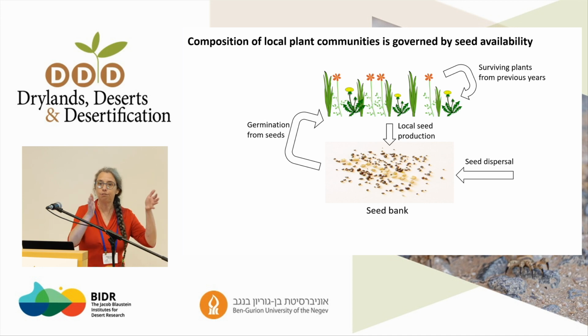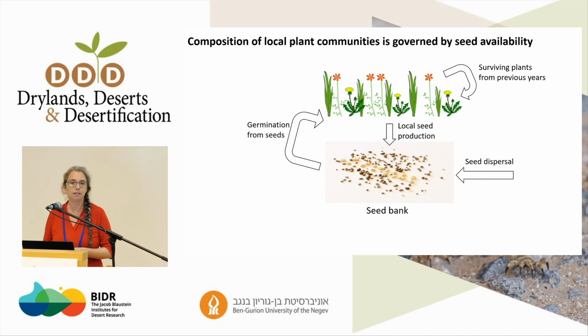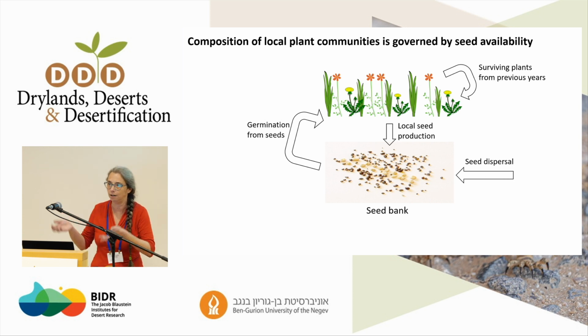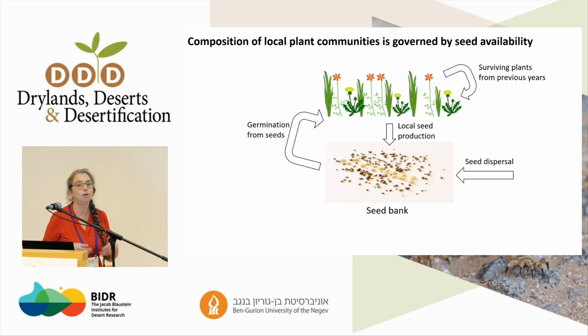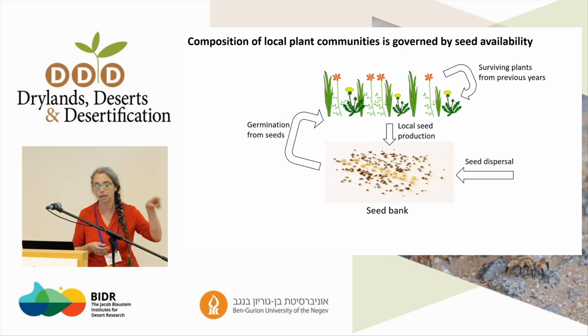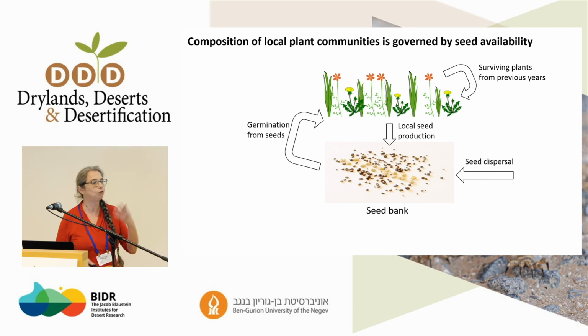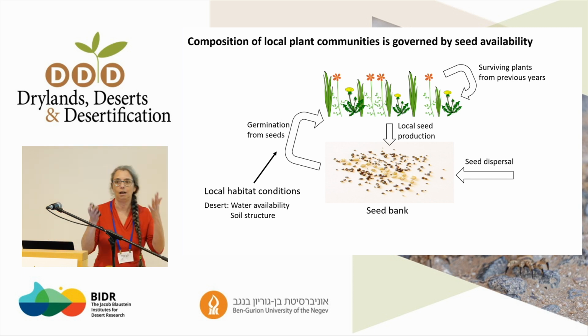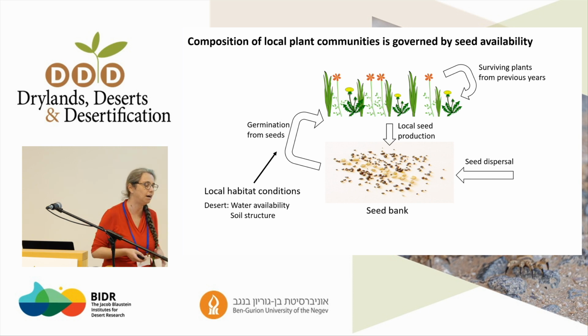And when we are looking at a specific patch and a local community, the origin of the individuals is either those that are already growing there, since if they are long-lived, they will already be there, or they are produced as seed that were locally dispersed in this specific area, or they were brought there as seeds from other areas. And eventually all those seeds and all those plants dictate what we will see in the area, which will be affected by two main things.